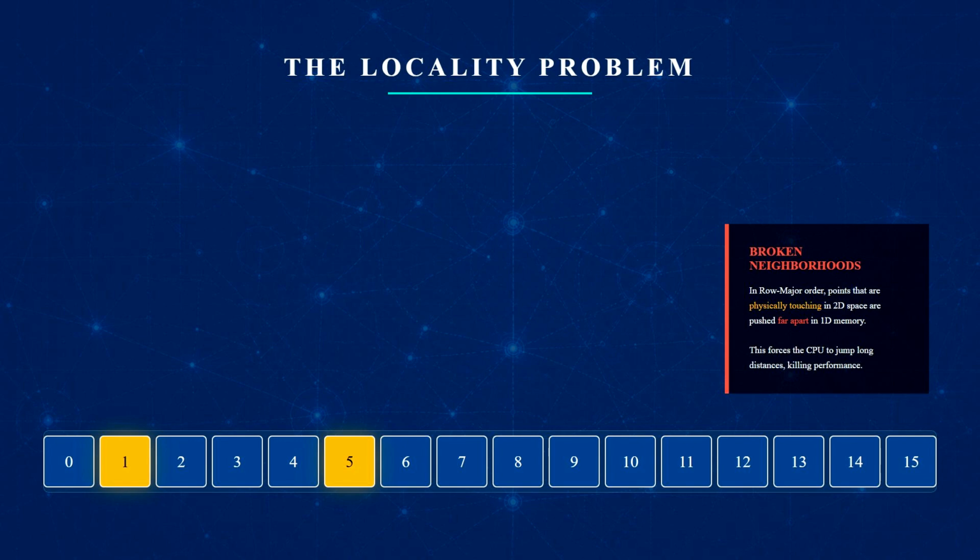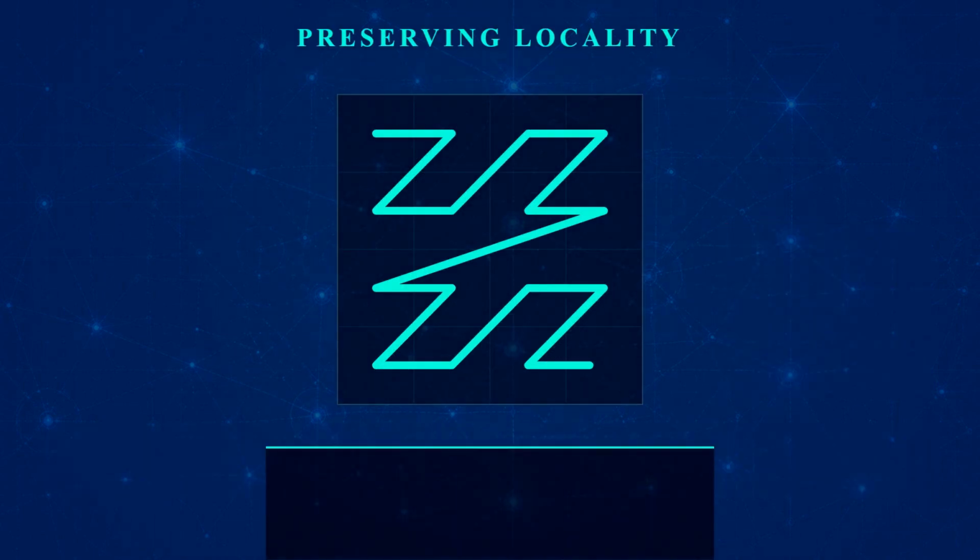You might wonder, can't the cache just load the bottom line as well? Technically, yes, but CPU caches load data in cache lines, contiguous blocks of memory. To fetch a vertical neighbor, the CPU must jump across the entire row, performing a slow random access instead of a fast sequential read. The Z-order curve, or the Morton curve, is our solution.